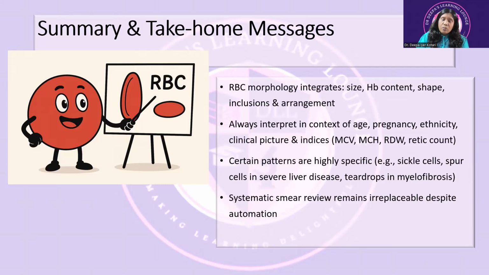Although modern analyzers provide some parameters like clustering or clumping as a flag, it is always mandatory that you look at the peripheral smear before you report these inclusions and these RBC abnormalities, and always do a clinico-pathological correlation. So thank you for listening to me today. So this is about RBC inclusions and abnormal stacking.